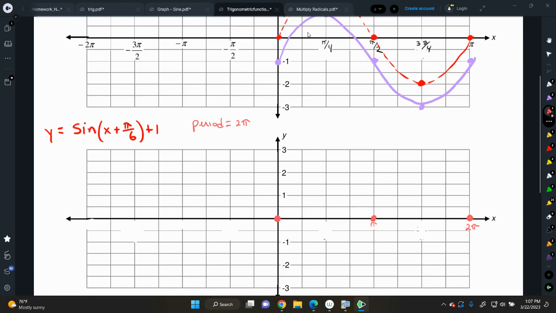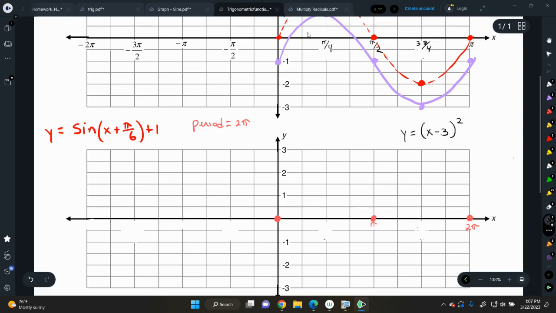Okay, now we've got to deal with that pi over 6. Let's go back to our parabola example. If I had y equals x minus 3 squared, what would that do with my parabola? What would the shift be? 3 to the right. So what do you think this shift will be? Pi over 6 to the left. Okay, so I wanted to figure that out first before I start marking my graph, right?